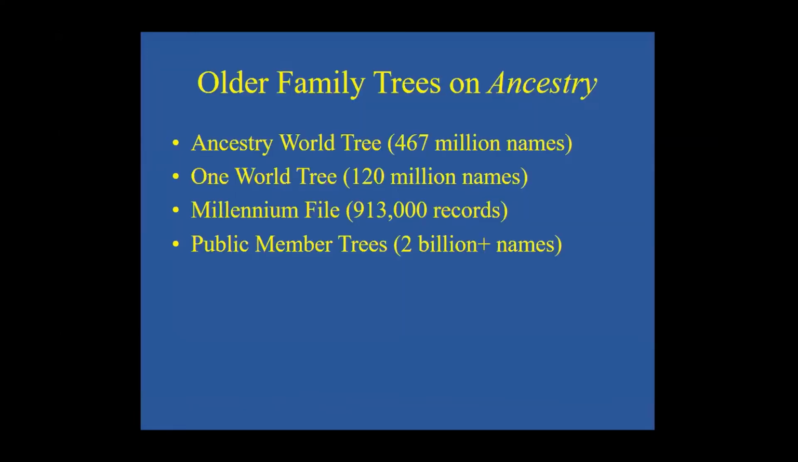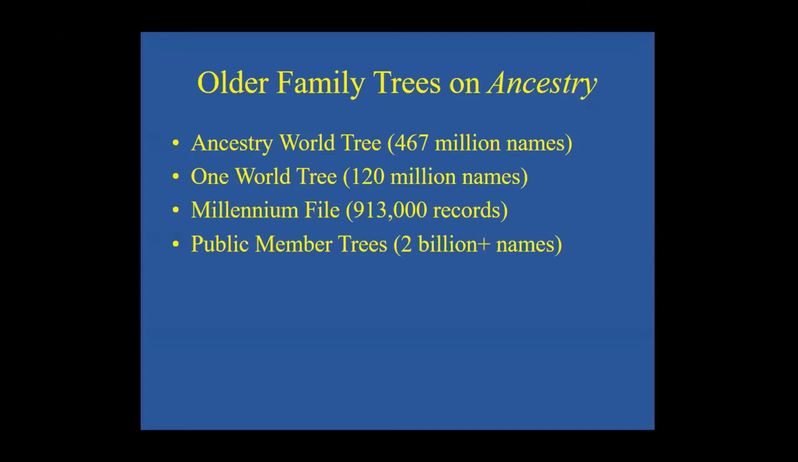Ancestry was begun in 1990. It was founded by a group of 2 BYU graduates who used floppy disks with LDS file information on them, and then it began to build up. So what we find on the public tree format right now are a number of different components. There's the old Ancestry World Tree, which has 467 million names on it. There's something called One World Tree, which has about 120 million names on it. There's the Millennium File, which has only 913,000 records on it.